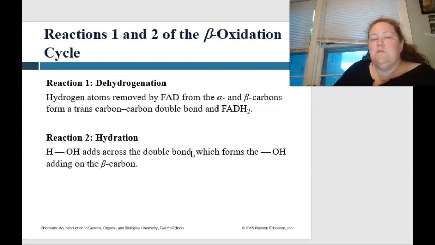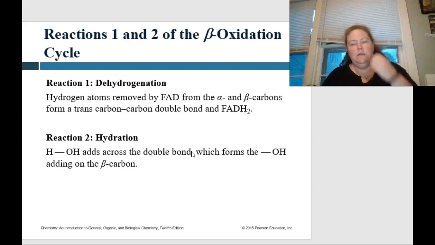So reaction 1 is going to be dehydrogenation. Hydrogen atoms are removed by FAD from the alpha and the beta carbons, and they form a trans carbon-carbon double bond and FADH2. So we talked about the order, alpha, beta, last week, right, in those chapters, and we talked about cis versus trans.